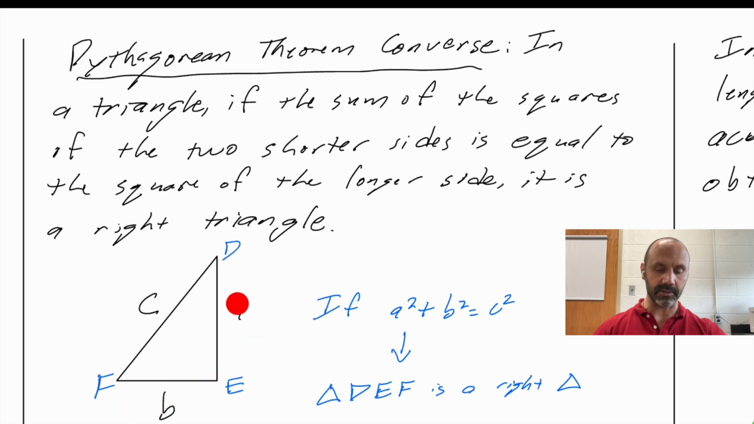So what you're going to see is types of problems where somehow you know about the lengths of the sides, or you're given the lengths of the sides, and then you have to answer the question, is this a right triangle? And so here's how you figure it out. You just put the numbers into this formula and you see.